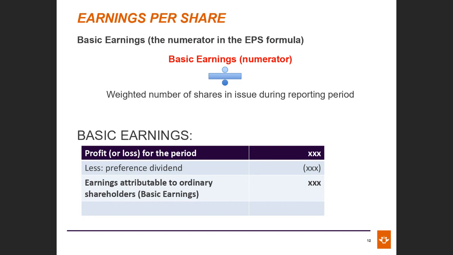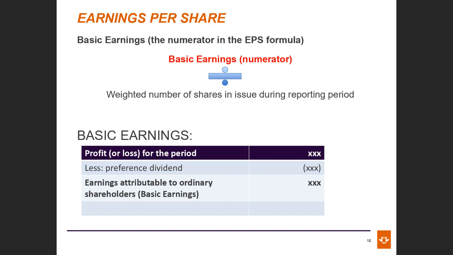So because the preference shareholders have preference over the ordinary shareholders, if there are preference shareholders and preference dividends in a company, this needs to be taken out of our profits in order to calculate our basic earnings, which is attributable to our ordinary shareholders.